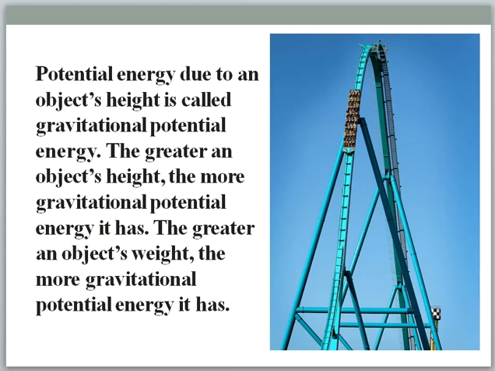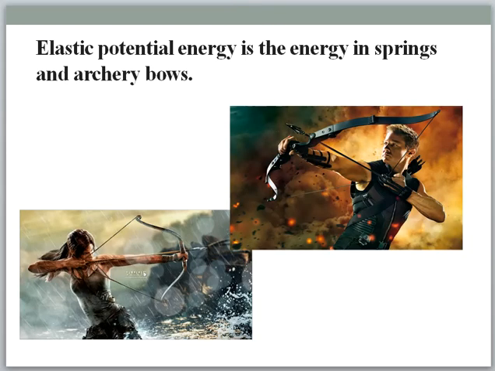Again, back to the example of the roller coaster, potential energy due to an object's height, gravitational potential energy. The higher you go, the more potential energy it has. The heavier the object, the more potential energy it has. So if you've got a really heavy, full roller coaster at the top, you probably don't realize this, but it has more potential energy. So when you release it, the fuller that roller coaster is, the faster it's going to be going when it gets to the bottom. So you want to get on the rides that are full with heavy people, and they will be going faster at the bottom.